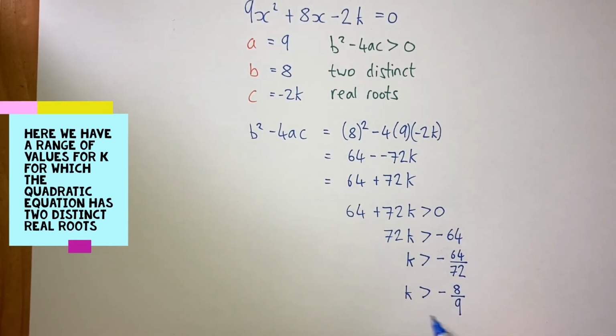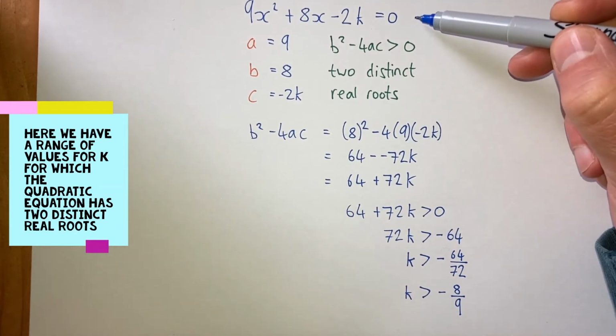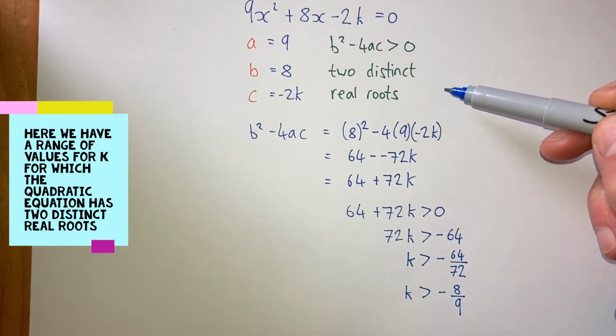Here we can see that k has to be greater than negative 8 over 9 so that this equation has 2 distinct real roots.